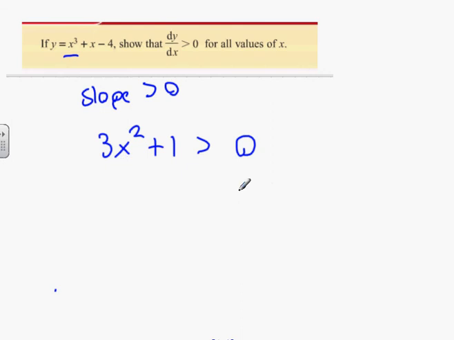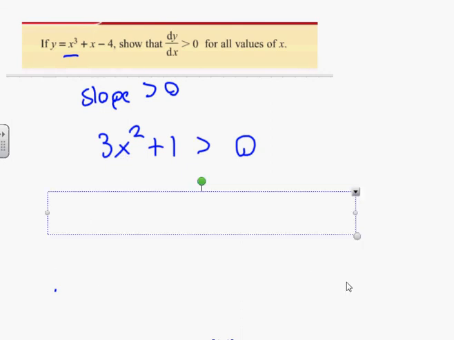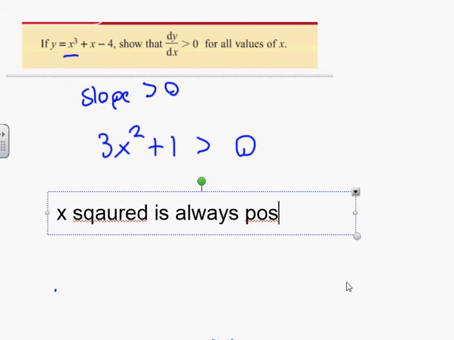So you're going to write down a quick explanation. You're going to say x squared is always positive. Okay, x squared is always positive, and therefore, then you say 3 times.